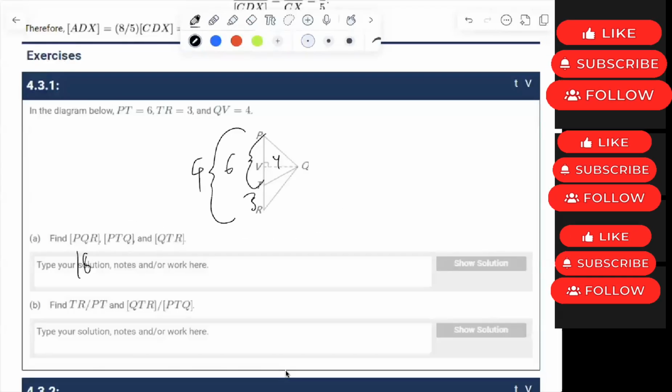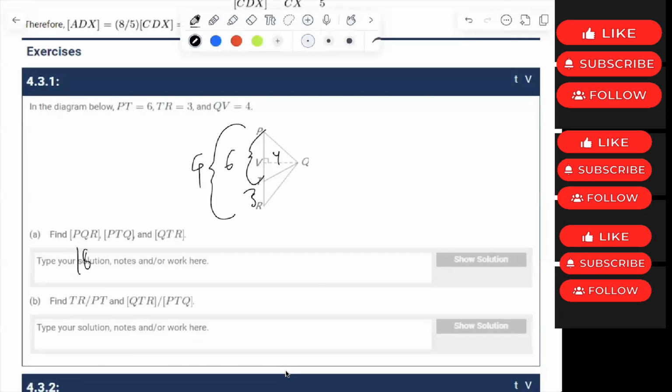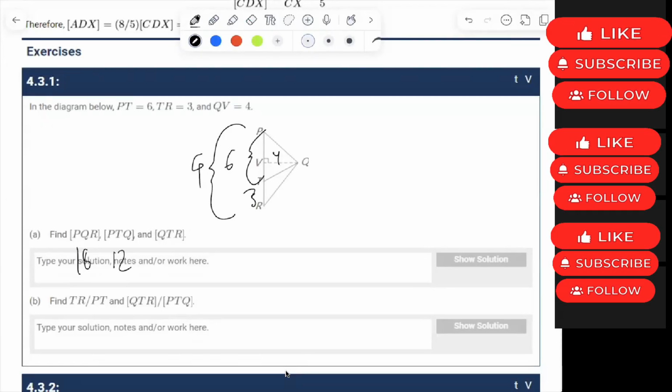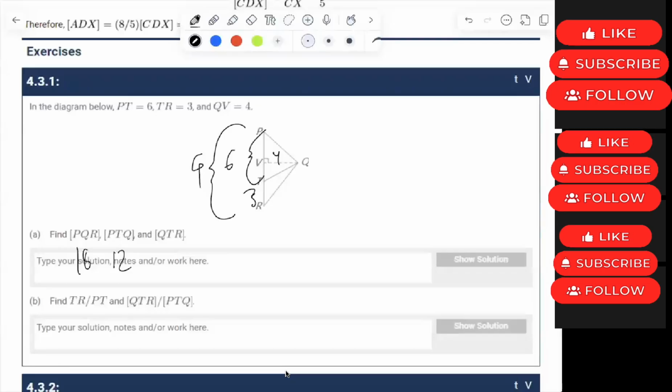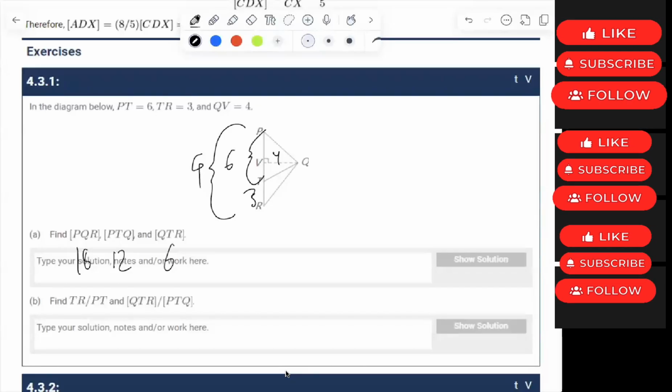18. PTQ, same exact method. Notice that the height is 4 and the base is 6. This would be 12. 24 divided by 2 is 12. And similarly for QTR, this is 12 divided by 2, or 6.